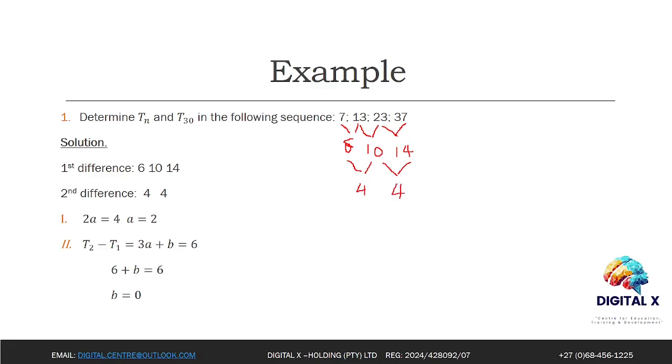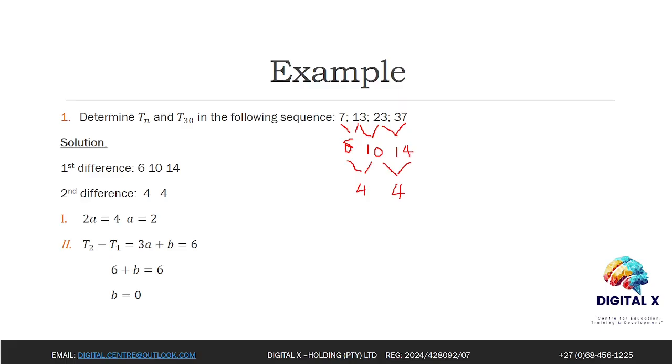But like I said, in order for us to determine the value of a, what we are going to do is just to take 2a and equate it to 4 to get the value of a, which is 2. Now let's move on to find the general term of this particular sequence, which is given by the following.